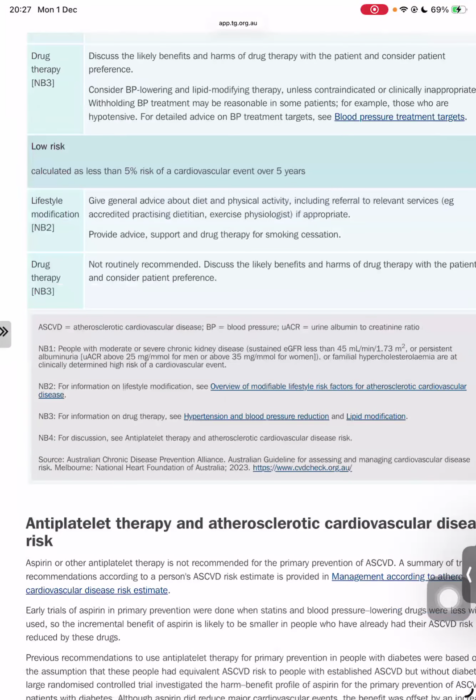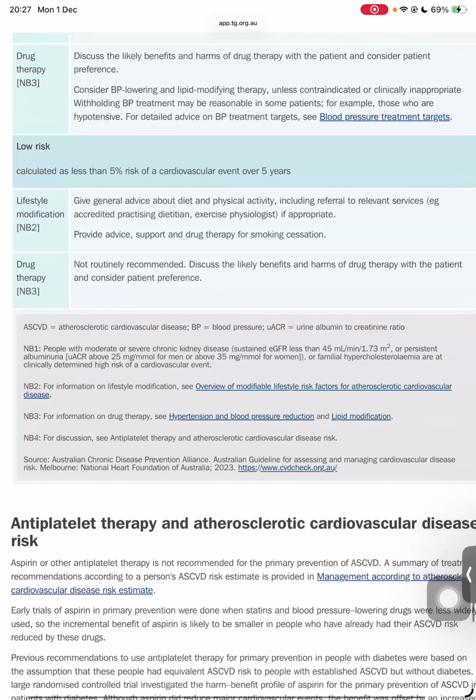The next one is drug therapy. Usually in here, it is not routinely recommended. For low risk patients, drug therapy is not routinely recommended. Other than smoking drug therapy, we do not usually recommend any drug therapy like lipid lowering therapy or antihypertensive drug therapy. We do not administer anything here, because the patient has low risk.